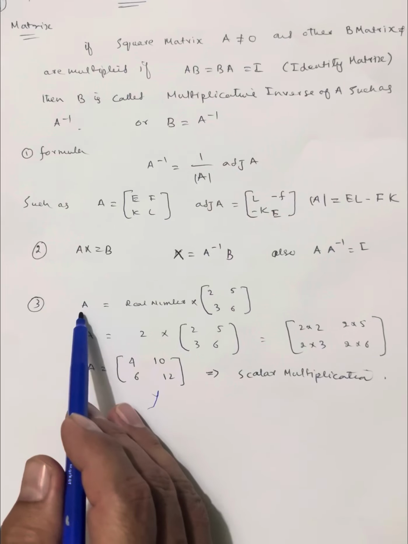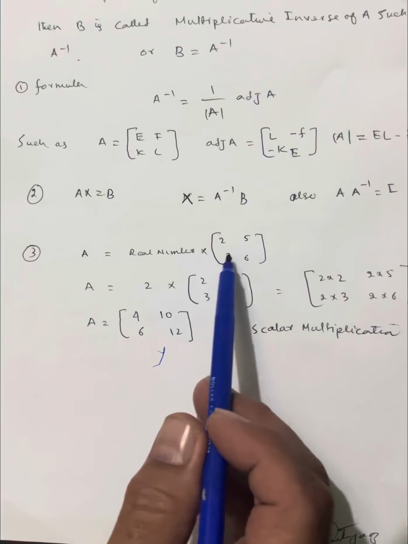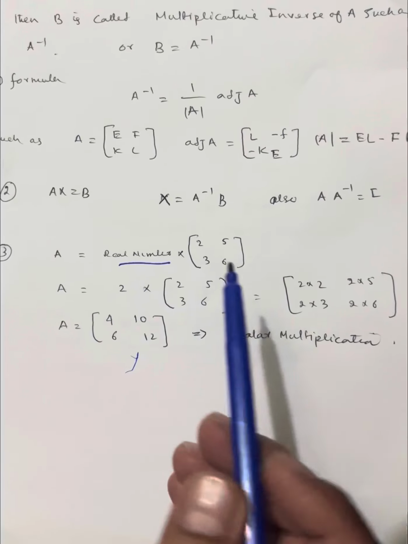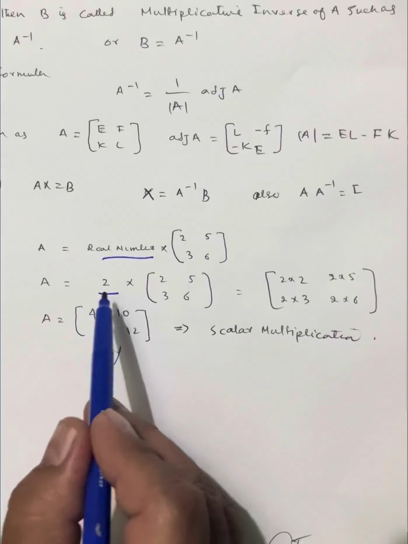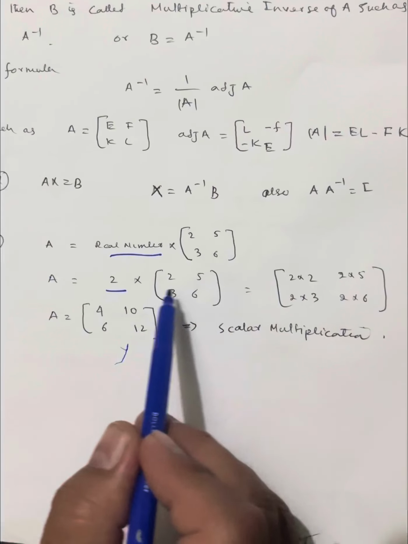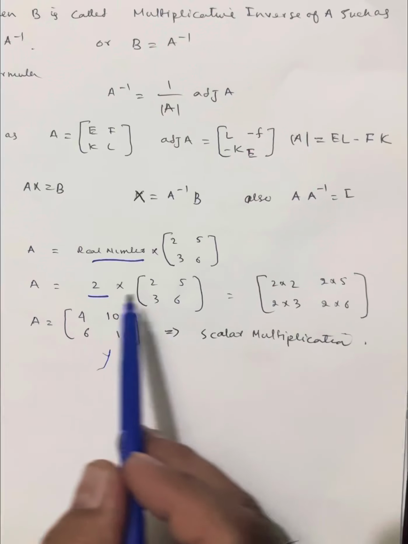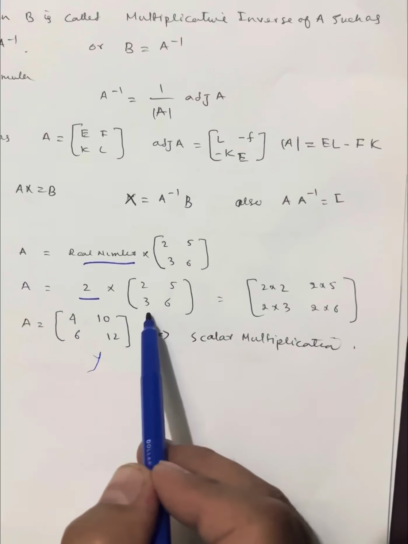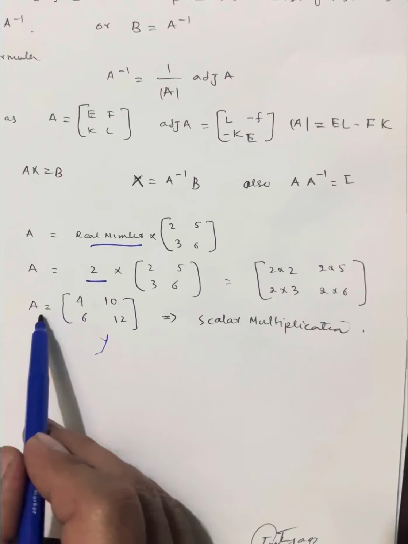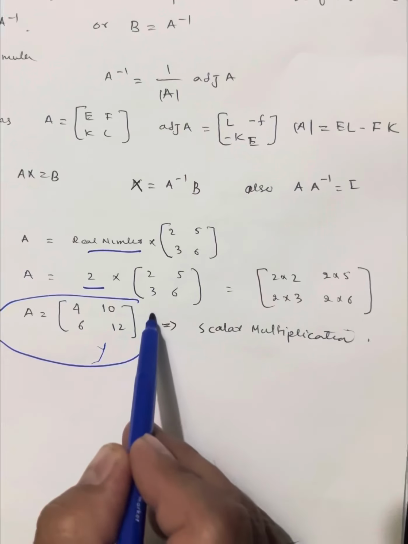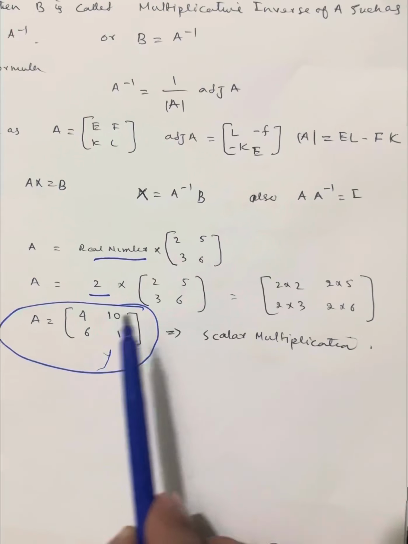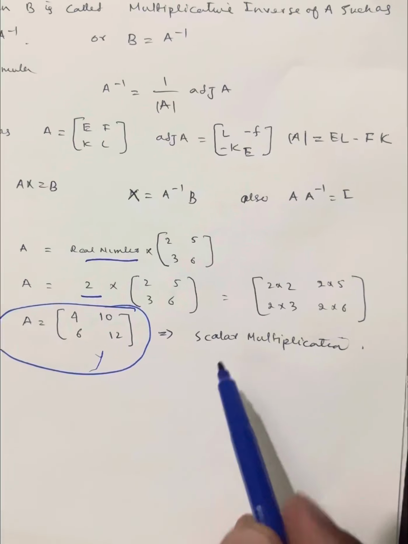Let's say this is matrix A, 2 5 and 3 6, and you multiply it by a real number, any real number, like let's say 2. You multiply this square matrix by 2. So you multiply 2 cross 2, 2 cross 3, 2 cross 5, 2 cross 6, and you will get this one. So you can multiply any real number to the matrix, the position will not change, but the elements will. It's called scalar multiplication.